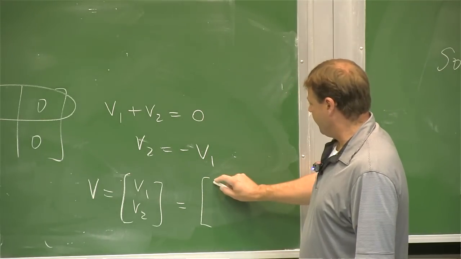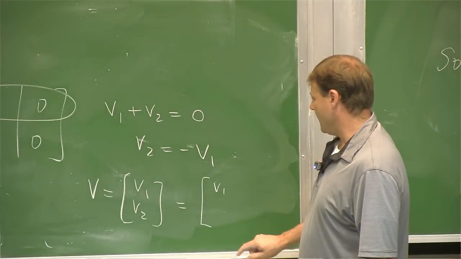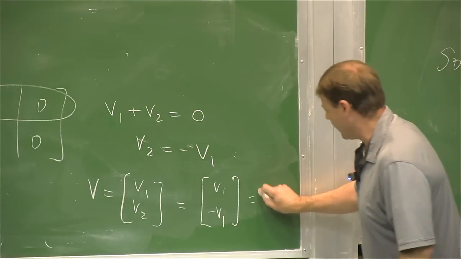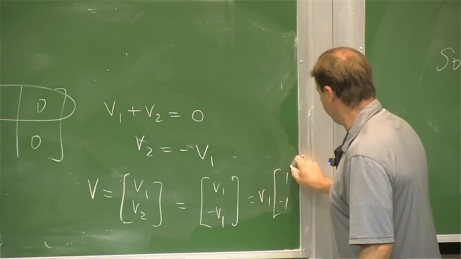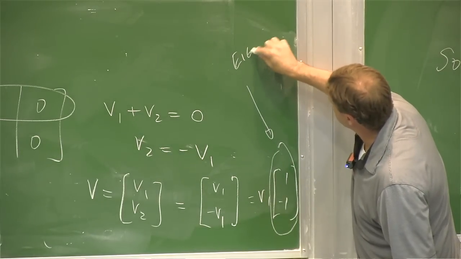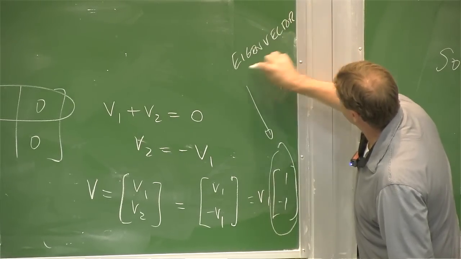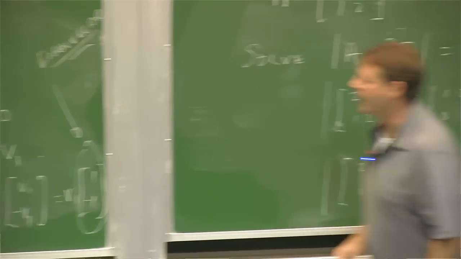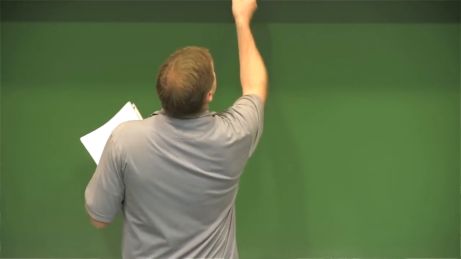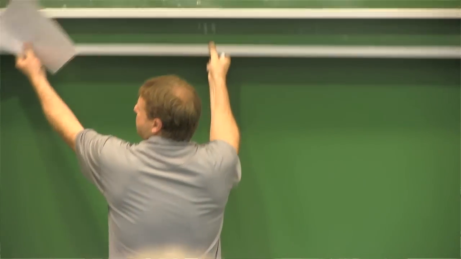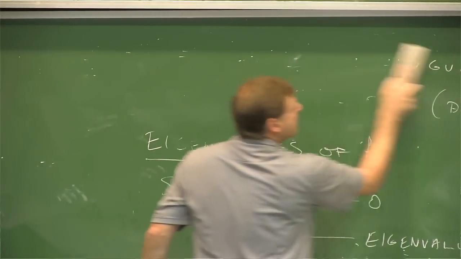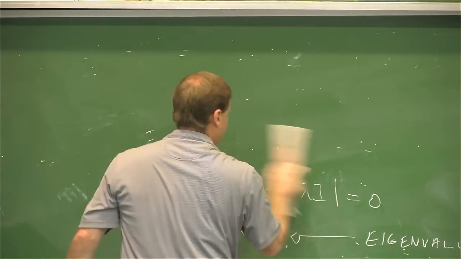So I have v1, and then this is minus v1. So that's equal to v1 times [1, negative 1]. And you can consider this here is the eigenvector. If you like, let me just do that step another way. That's kind of the fastest way to do it.